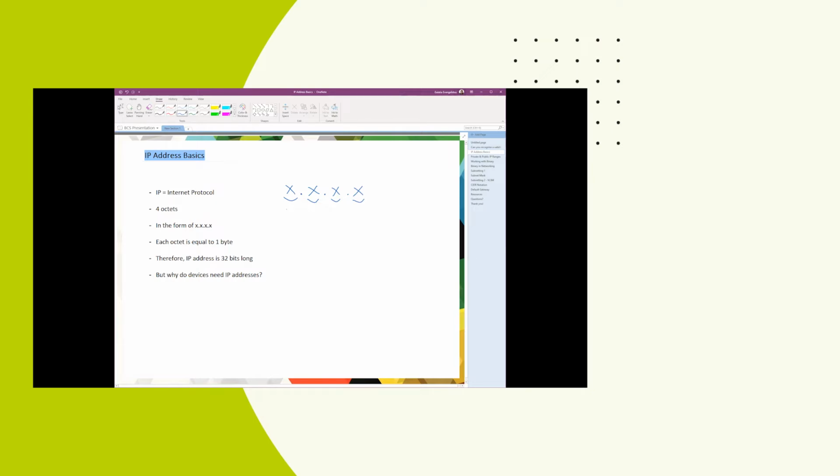each octet is equal to 1 byte. So we have got 1 byte here, 1 byte here, 1 byte here, and 1 byte here. And as you may know, 1 byte equals 8 bits. So it's 8 bits here, 8 bits here, 8 bits here, 8 bits here. And all of it has a length of 32 bits.